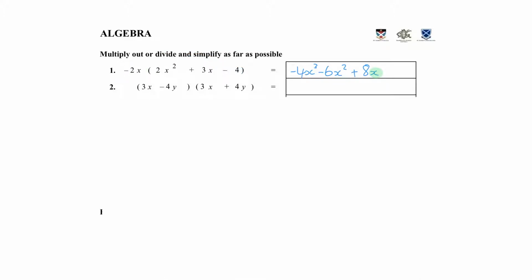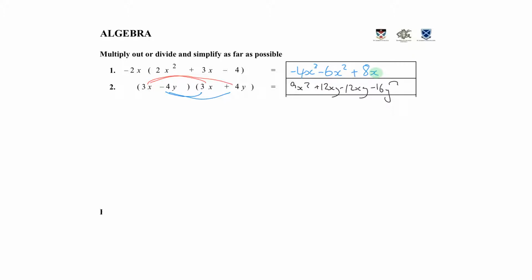Right, moving on to question 2. We've got a binomial times a binomial. In other words, 2 terms in the first bracket, 2 terms in the second bracket. We need to multiply every term in the first bracket by every term in the second bracket. So let's start with 3x times 3x gives us 9x squared. Then next up we've got 3x times 4y, which gives us positive 12xy. Then we've got minus 4y times 3x gives us minus 12xy. And finally, minus 4y times positive 4y gives you minus 16y squared.